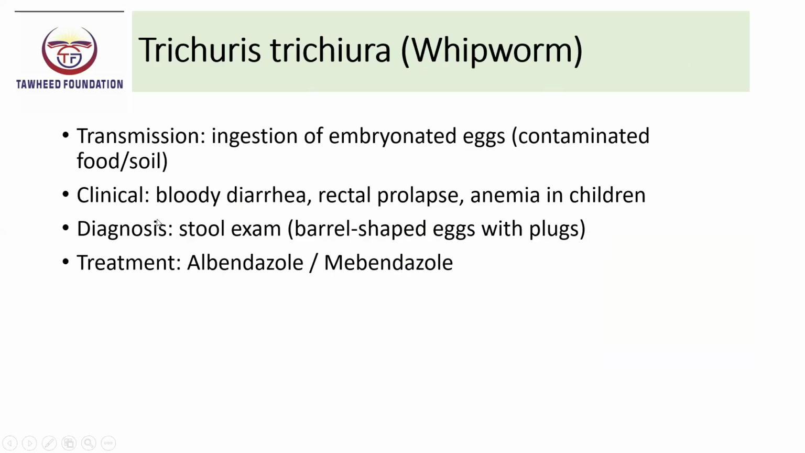Next is Trichuris, that is whipworm. Its transmission is through the ingestion of embryonated eggs, which contaminate food or soil. Clinical features include bloody diarrhea, rectal prolapse, and anemia in children. Diagnosis is by stool examination, where barrel-shaped eggs with plugs will be visible under the microscope. Treatment includes albendazole and mebendazole.